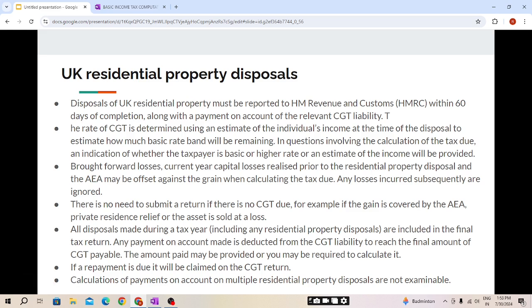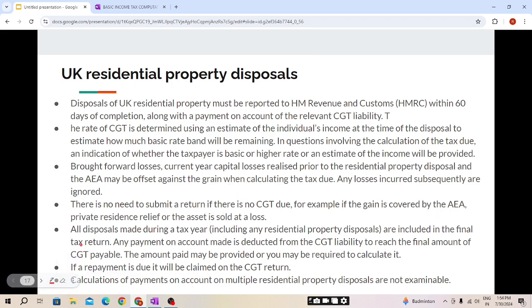If we are selling a residential property, we need to submit a return to HMRC within 60 days and pay the CGT liability within the 60 days for the residential property gain. But if there is no CGT payable, then there is no need to submit the return. That is, if the gain is covered by the AEA or private residence relief, or the asset is sold at a loss.